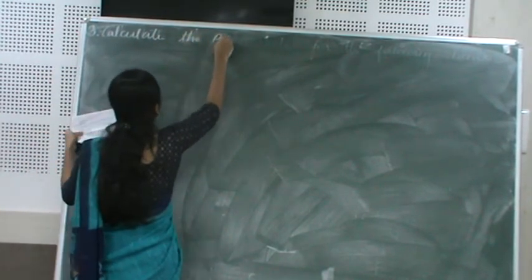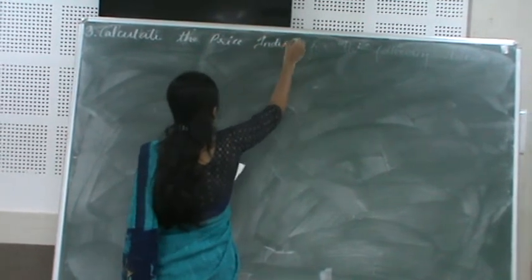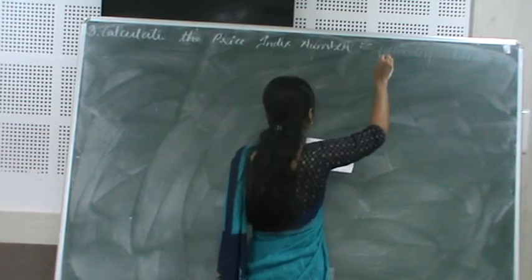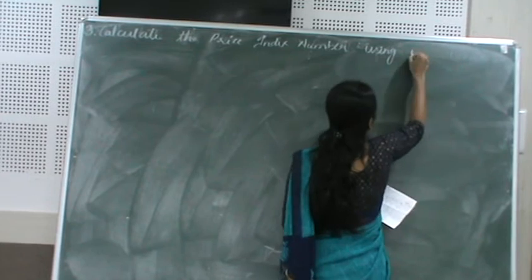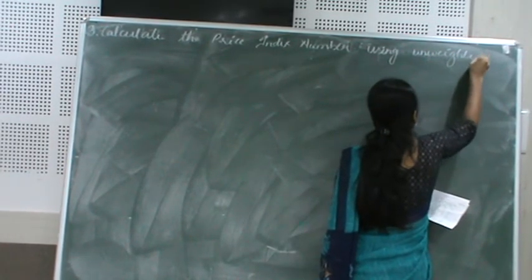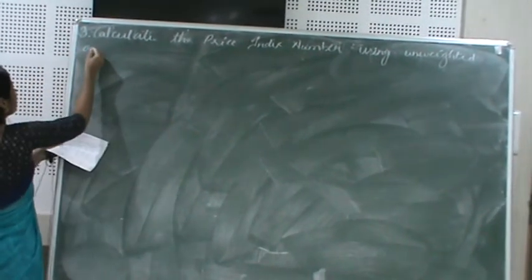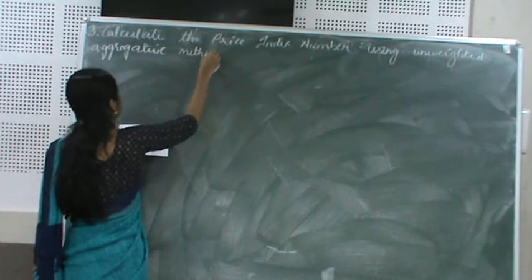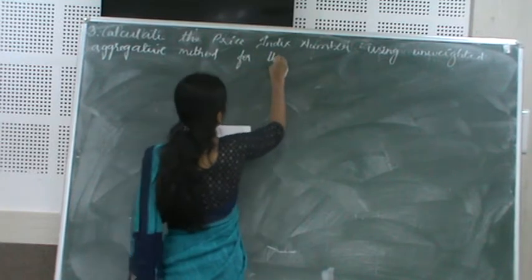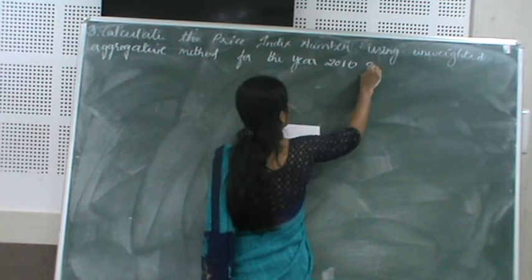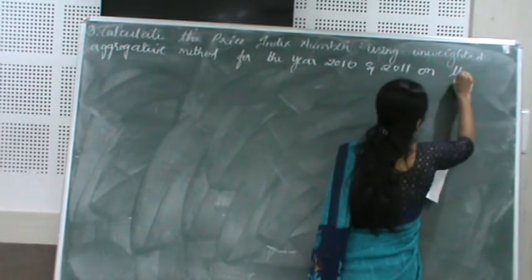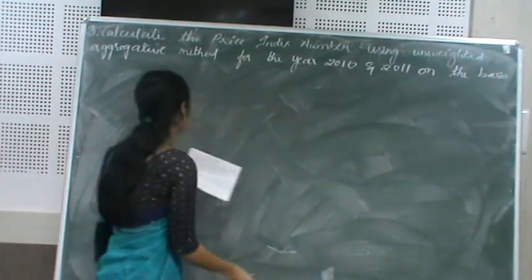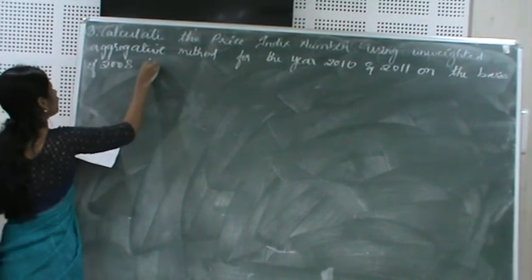Problem is: calculate the price index number using unweighted aggregative method for the year 2010 and 2011 on the basis of 2008 from the following data.